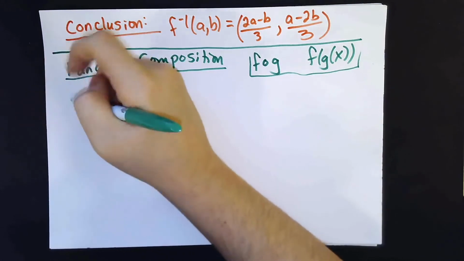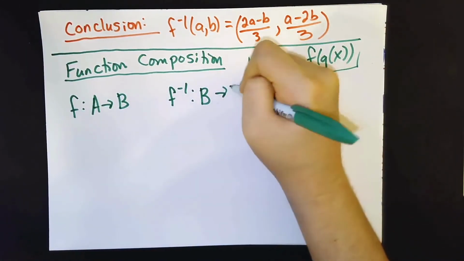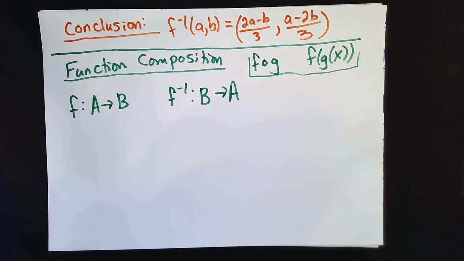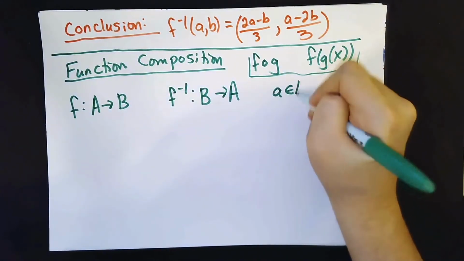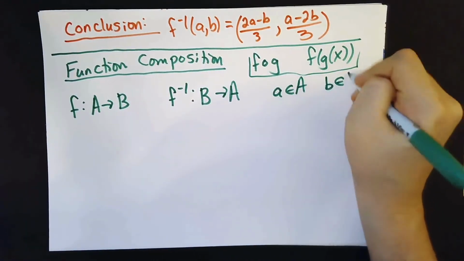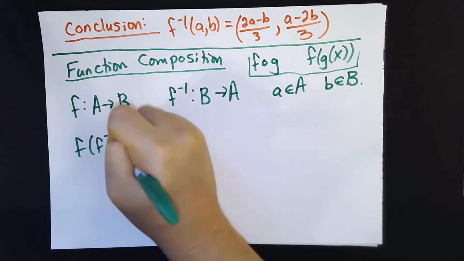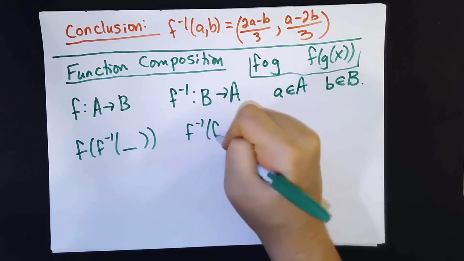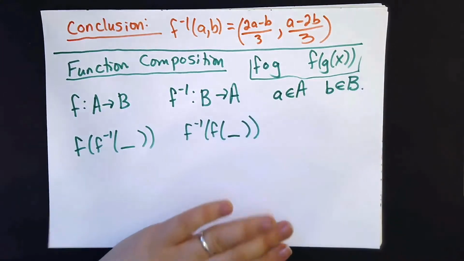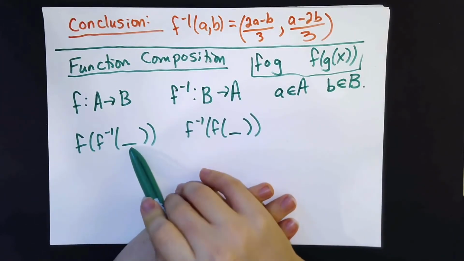Okay, so we've got a function f from A to B that's a bijection, and so it has an inverse, f inverse, from B to A. I'm going to go ahead and have a little a in A and a little b in B. And I'm going to take f of f inverse of something, and I am going to take f inverse of f of something. And so, first question, which do I put here, a or b?